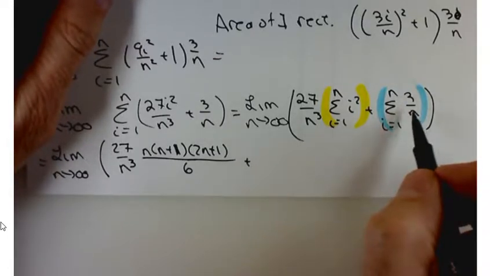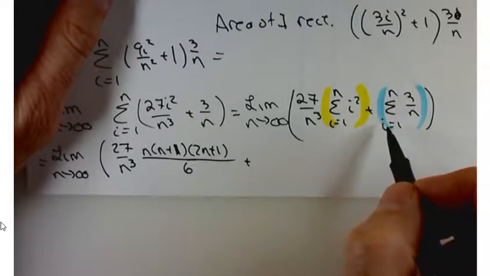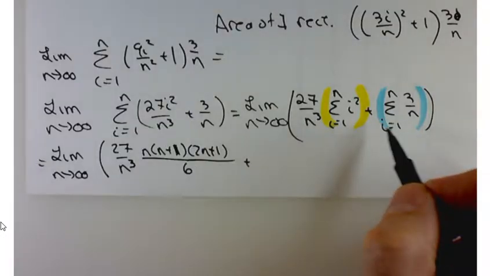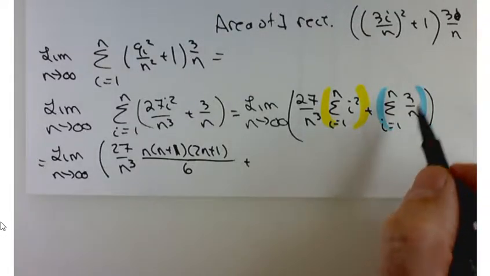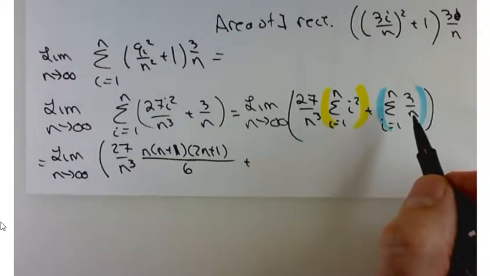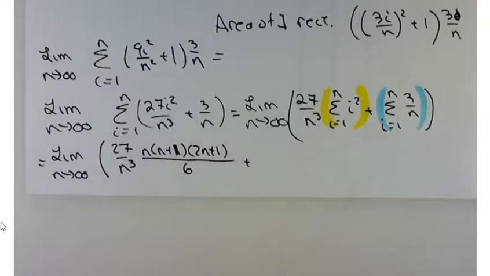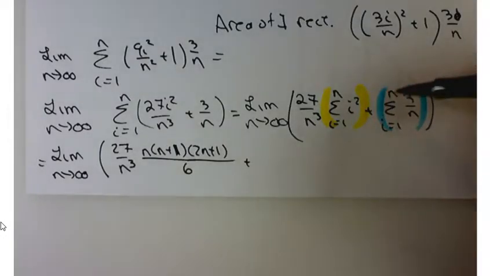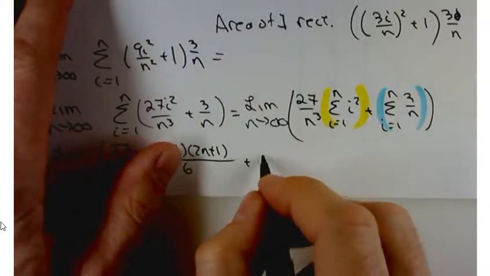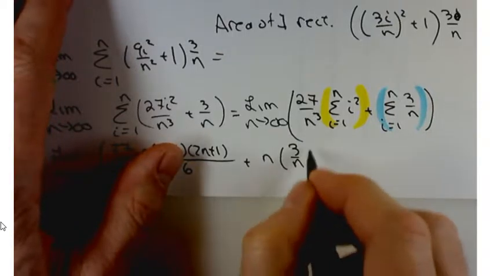How about this one? Notice something about the second summation here. Does it depend on i? No. Earlier we did the summation from 1 to 30 of negative 18, right? And all we did was we just multiplied. So that's what we're going to do here. Since this is a constant, it doesn't depend on i, it's going to be n times 3 over n.